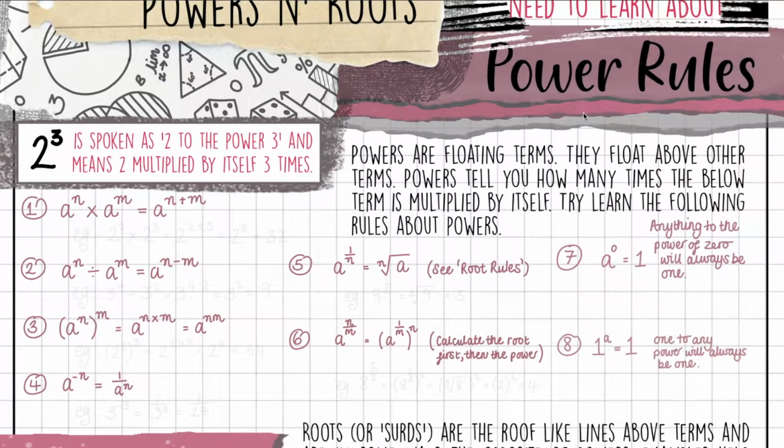Like I said in the introduction, powers are floating terms. If we come over to this example, this expression here is spoken as 2 to the power 3. The 3 is the power term, and it is telling us that we need to multiply 2 by itself 3 times. The answer to this is then 2 times 2 times 2, which is 8.